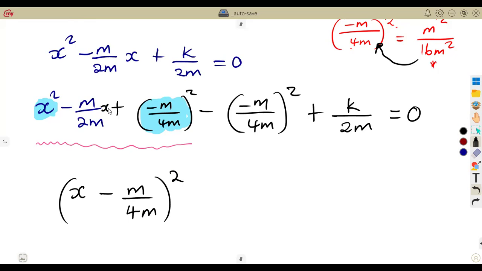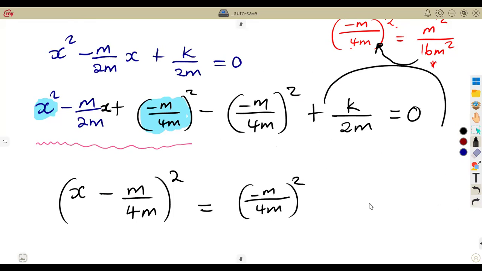There we are supposed to have x here. Supposed to be x here. So this is where you are. And you're supposed to simplify this. And like I said, it is best that you take these terms to the other side of the equation so that you properly see how they are going to be. The minus here to the other side, it becomes a positive. So we're going to have minus m over 4m squared. The k over 2m to the other side over 2m.